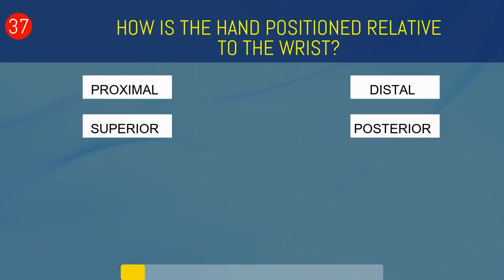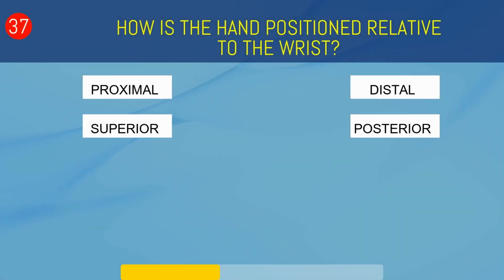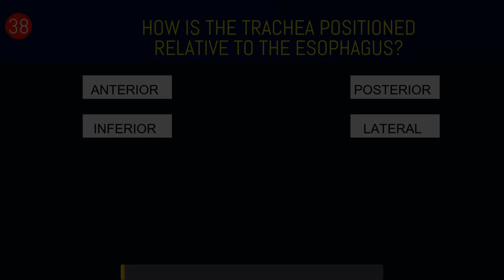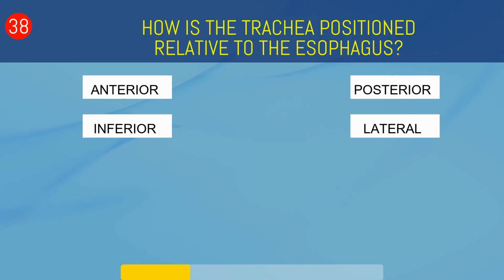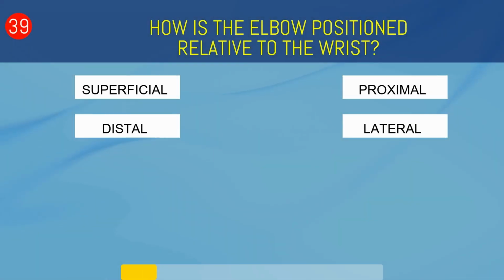Distal. How is the hand positioned relative to the wrist? Proximal, superior, distal, or posterior? Distal. How is the trachea positioned relative to the esophagus? Anterior, inferior, posterior, or lateral? Anterior. How is the elbow positioned relative to the wrist? Superficial, distal, proximal, or lateral?